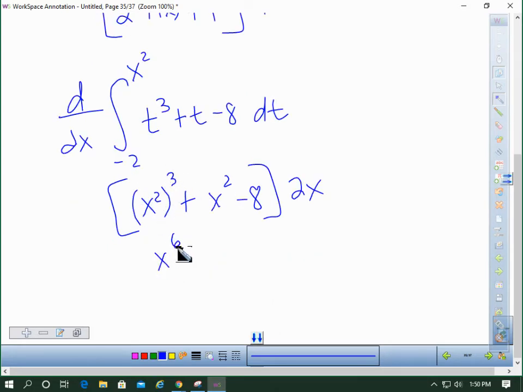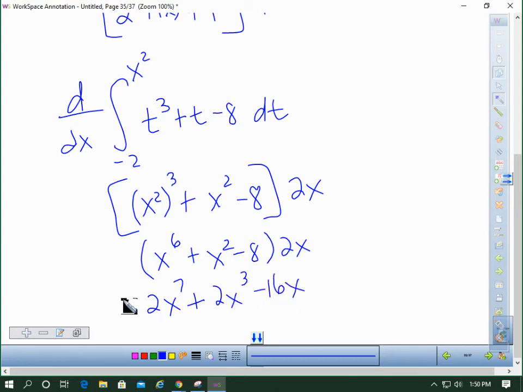All right, so for my final answer here, when you raise a power to a power, you multiply. So this would be x to the 6th plus x squared minus 8 if I wanted to multiply this out. And then I would distribute the 2x in. So this would be 2x to the 7th plus 2x cubed minus 16x. So this would be my answer.